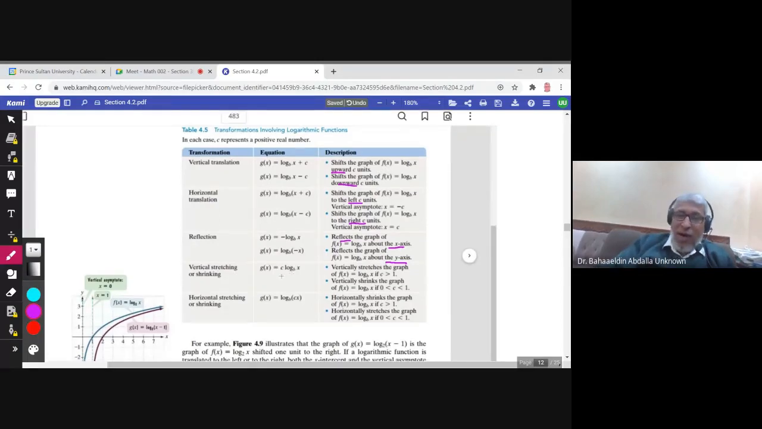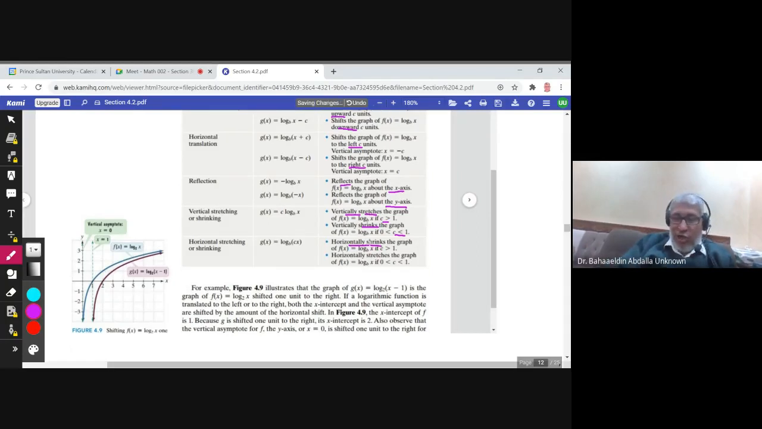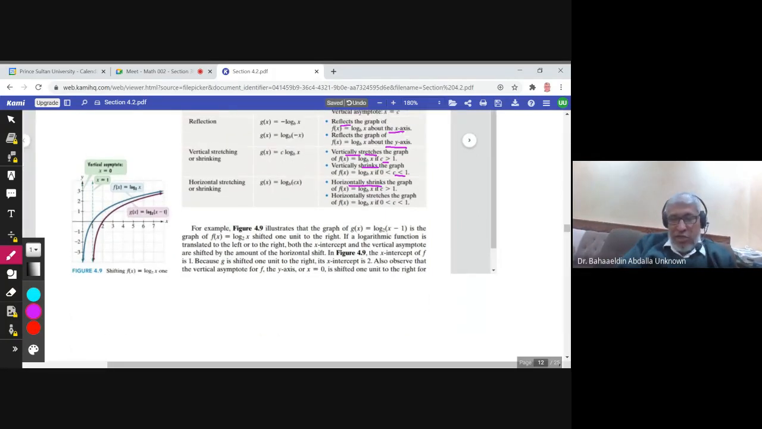If you multiply y by c, there is vertical stretching and shrinking. If c is greater than 1, it would be stretching. If c is less than 1, it would be shrinking. And if you multiply x by c, we will have horizontal stretching or shrinking.